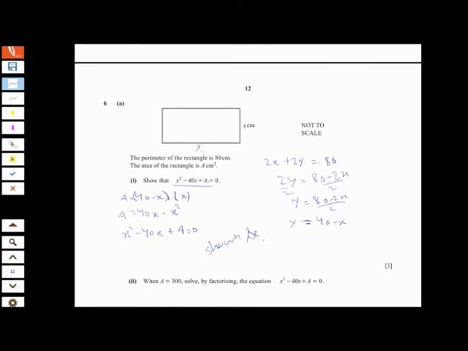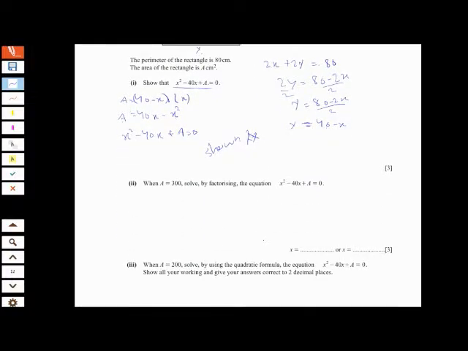Now, when a equals 300, solve by factorizing the equation. The equation would look like this if we substitute 300 for a: x squared minus 40x plus 300 equals 0. So what they want is to factorize. There are 3 marks here, so you have to factorize showing your work. How would you show your work here?